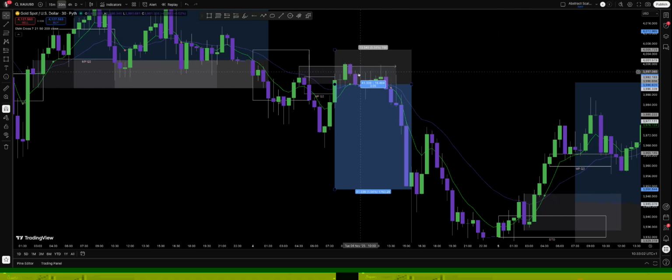I usually, when I put my entry, I have at least a buffer of 0.25% to let the trade breathe. So here it's 0.34. It's on the top of the DTO box.